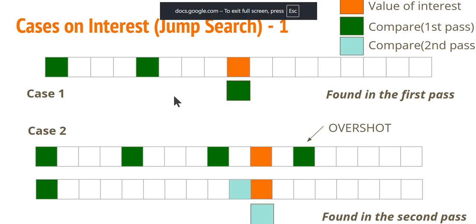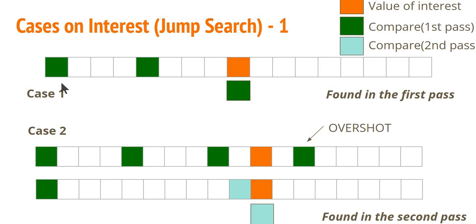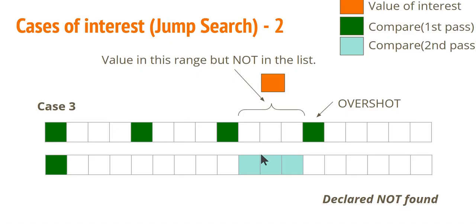Back to this diagram here, in case one, I'm jumping through this list. I found the element, I exit. That's my case number one. Case number two, I have overshot, but still I'm jumping here. I overshot, I've come back. Same story with case number three. I do not know yet if the item is in the list or not, but I have overshot. I'm going to get into the second pass.